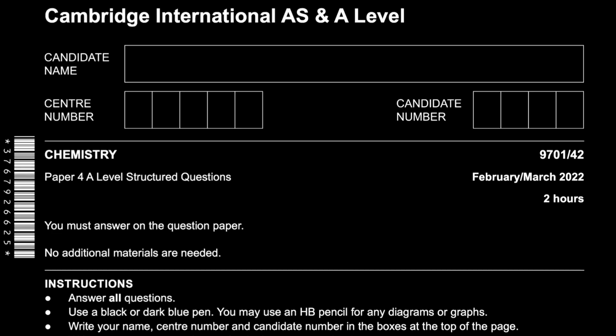So today we're going to be solving the Feb March 2022 paper. That's variant 42. There's only one variant in Feb March. This is the most recent paper, and it follows a format similar to what you're going to expect in your 2022 exams. This is the format for the new syllabus.